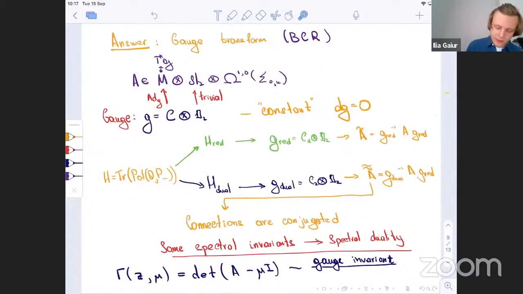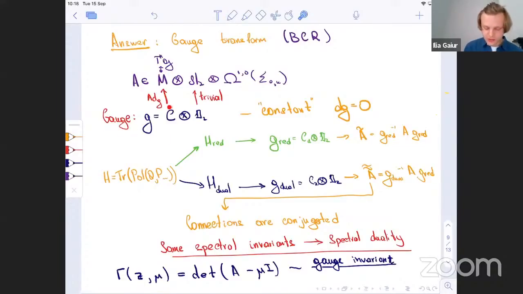Since we consider our residues to live in this phase space, so we take some coadjoint orbit and multiply it by SL2, our connection lives in the following space. So we have our phase space, which is T star to G actually, tensor product to SL2, and tensor product to the holomorphic forms on the four-punctured sphere. And we take very special gauge here.